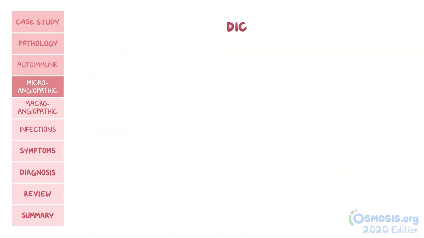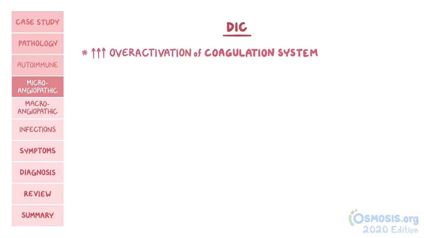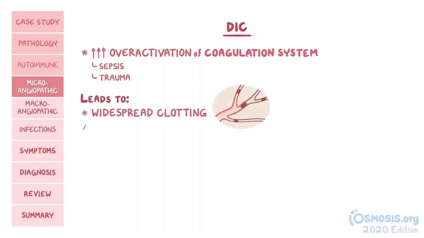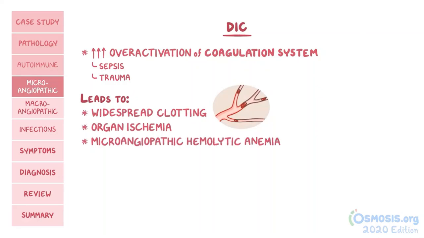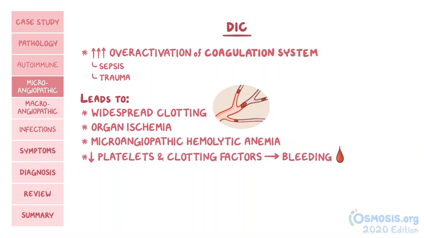Next up is DIC, where there's a massive overactivation of the coagulation system in response to something like sepsis or trauma. This leads to widespread clotting, organ ischemia, and microangiopathic hemolytic anemia, while at the same time depleting platelets and clotting factors, which paradoxically leads to bleeding.